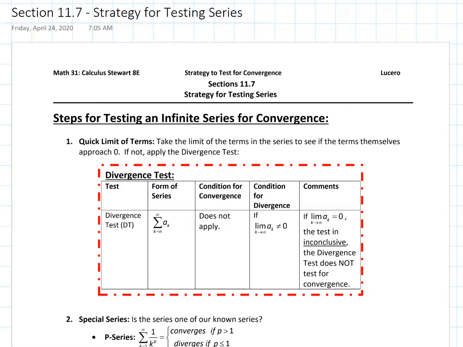Section 11.7, General Strategy for Testing Series. So we have a whole slew of tests for convergence and divergence in our toolboxes now, our mental toolboxes. So how do we figure out which one to apply when we're looking at an infinite series? And that's what this section is about.